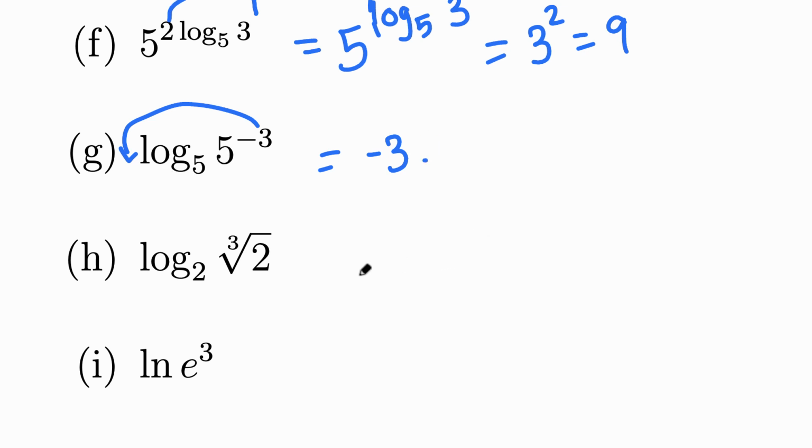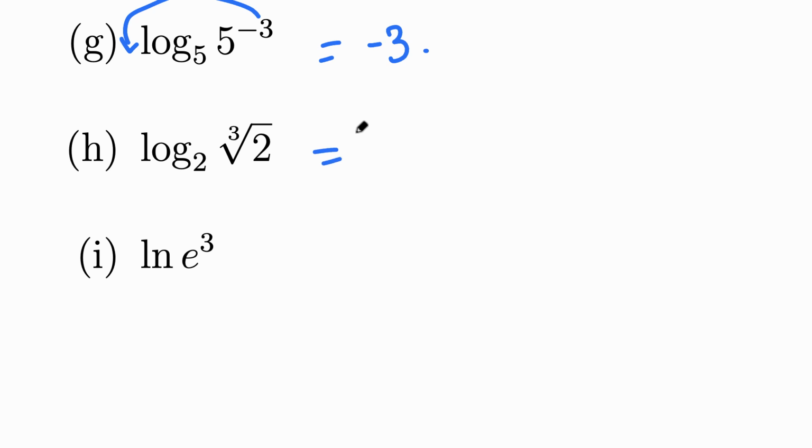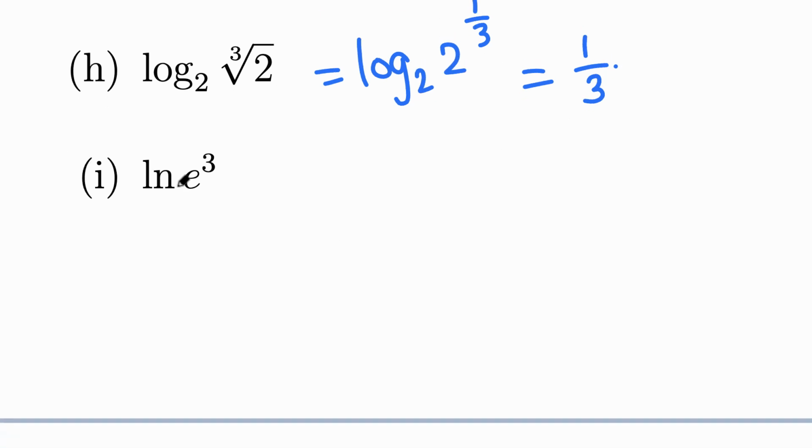Here the cube root means, let me rewrite it this way, log base 2 of the cube root of 2 means log base 2 of 2 raised to 1/3. Now this 1/3 jumps to the front, and log base 2 of 2 is 1. So this is just 1/3. Same thing here, ln and e, their actions cancel. 3 jumps to the front. So the answer is 3.